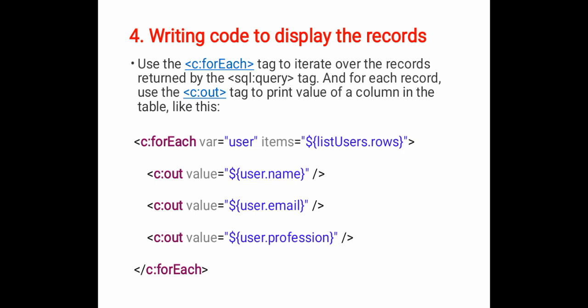The complete syntax will be c:forEach var equals user, items equals ${listUsers.rows}, then c:out value equals user.name, then user.email, then user.profession. It means it will display the complete data of the table.